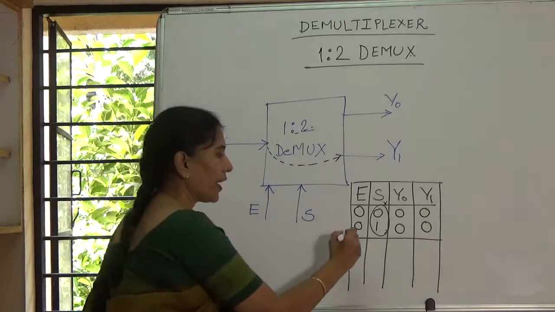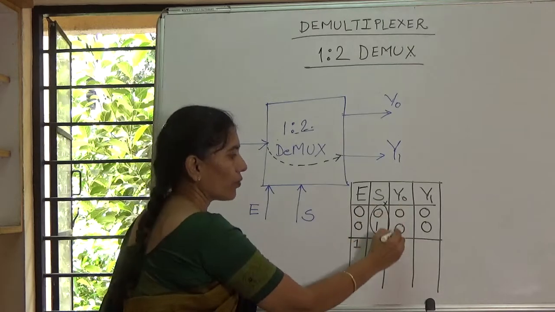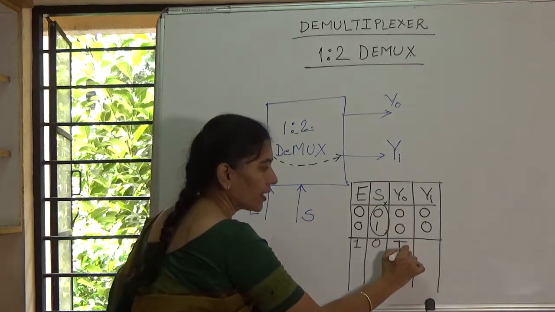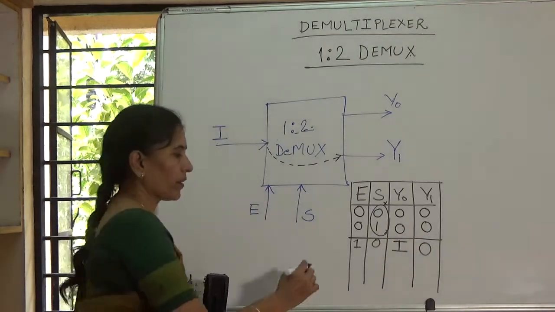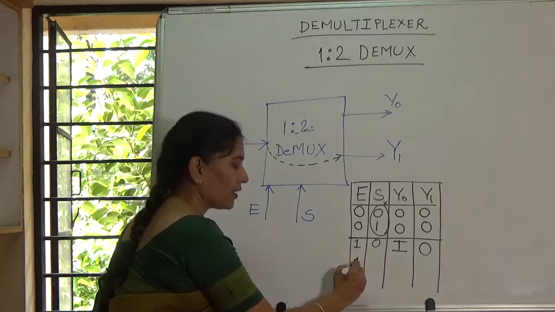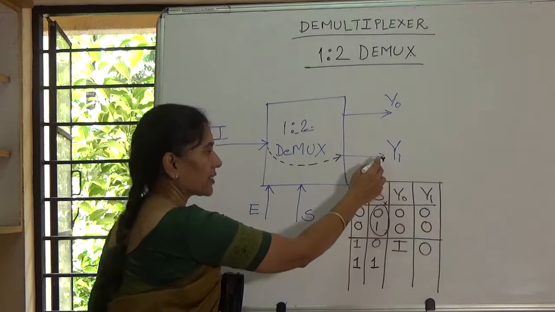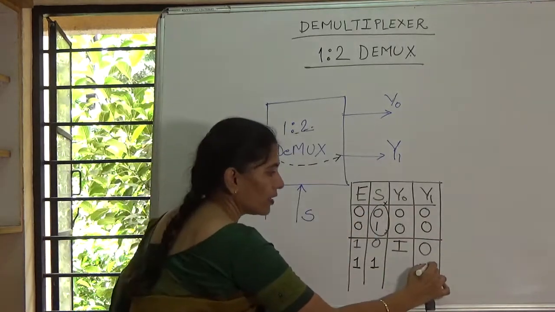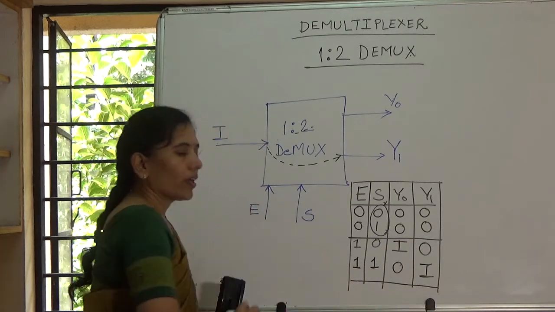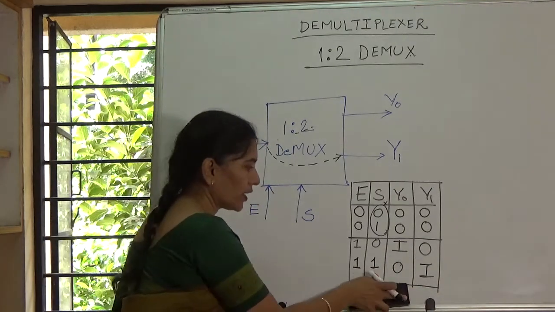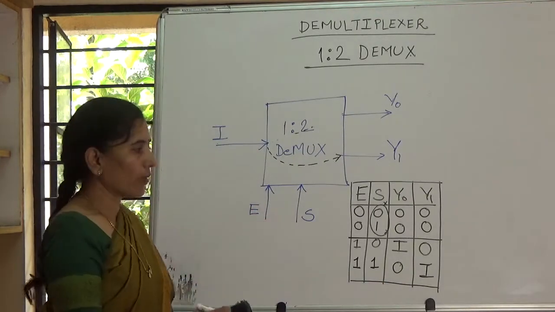Then if we enable E and S is 0, then Y0 will be connected to the input I and Y1 will be a 0. In the other case, when E is 1 and S is also 1, in that case Y1 will be selected and I will be connected to Y1 and Y0 will be a 0. And this particular table can now be translated into a Boolean expression for Y0 and Y1.